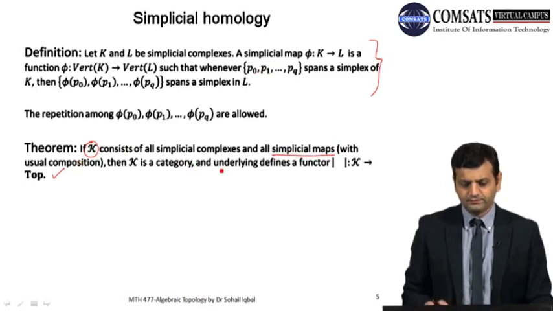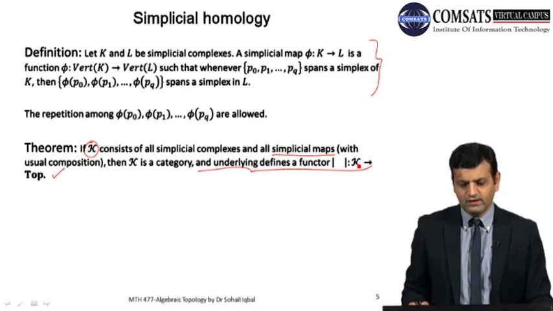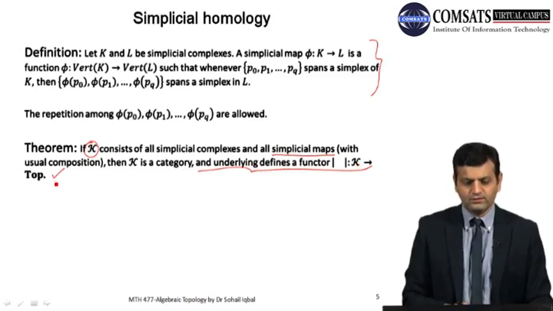So we have a category, and the composition, the third important ingredient of the category, is just the usual composition. Now there is a functor. We have a functor from the category of simplicial complexes to the category of topological spaces. So how is this functor defined?